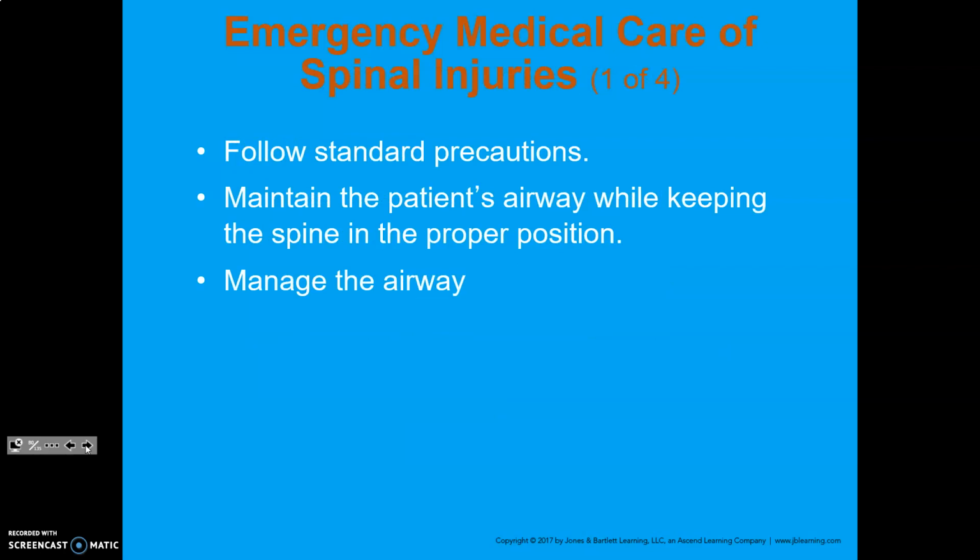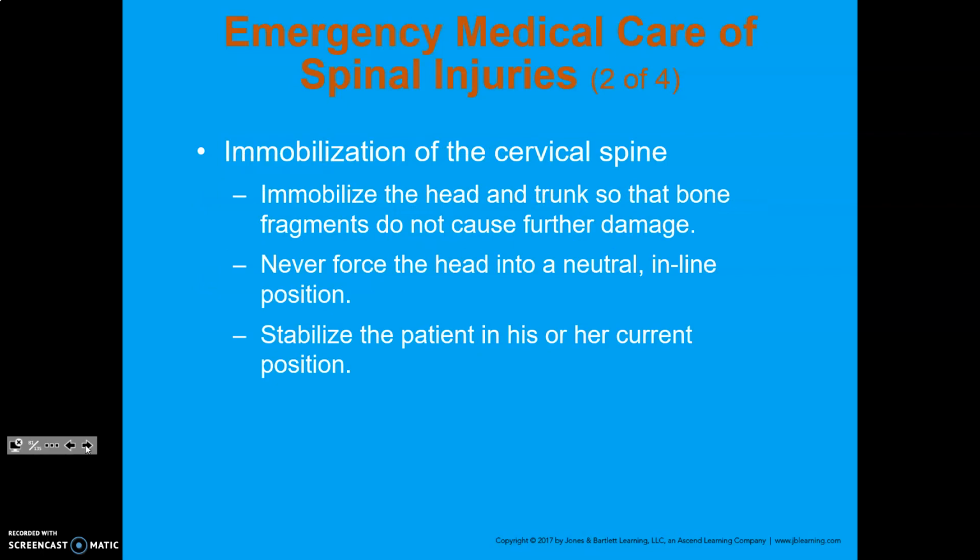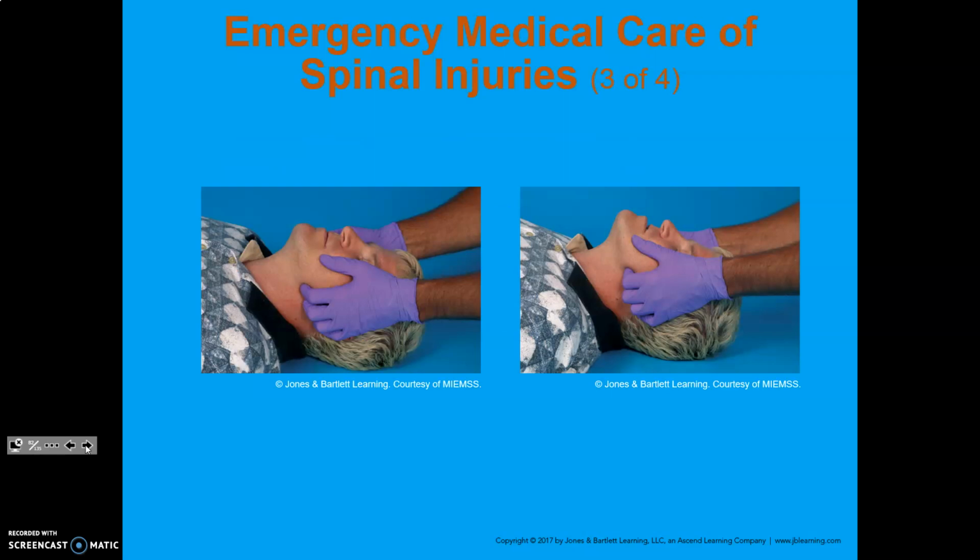Okay, what do we do when we come into these injuries? Standard precautions, as always, right? Keep the airway open, immobilize, right? If the head is not neutral and inline, we don't want to force it. We want to get the head to neutral and inline, but if there's resistance, don't force it, okay? So stabilize them in that current position if that's the case. When we start forcing things with head and neck injuries, we start making things worse. All right? So there's the jaw thrust.